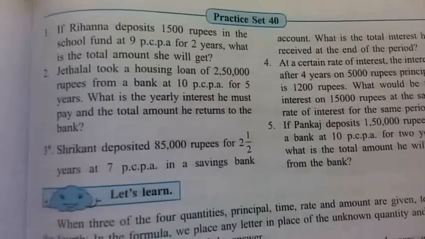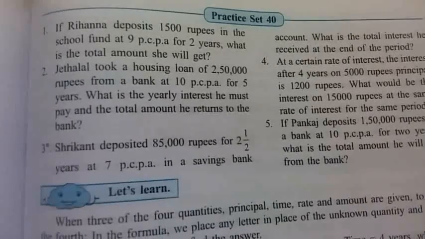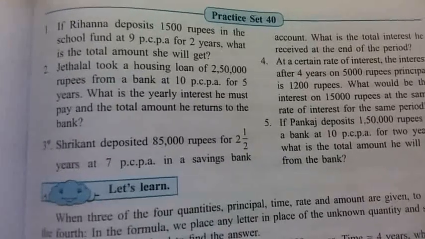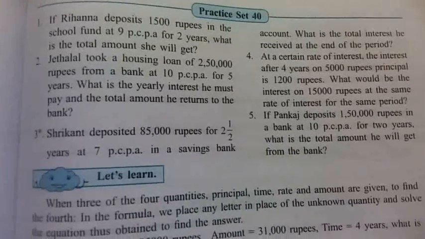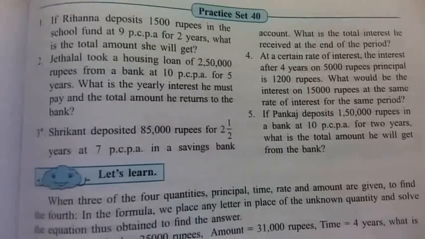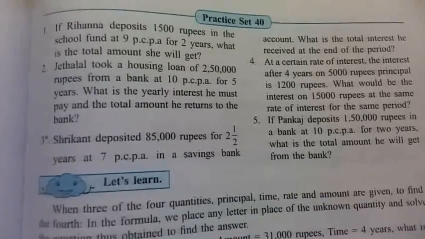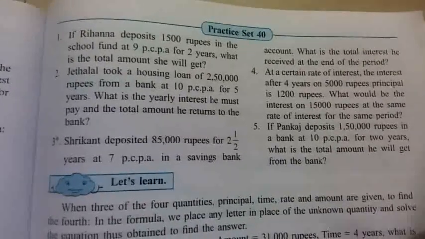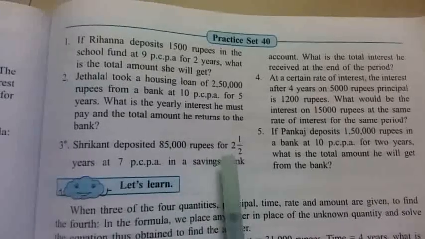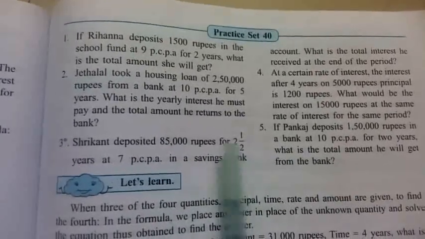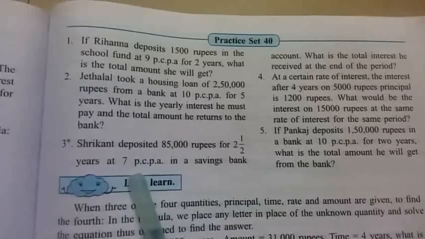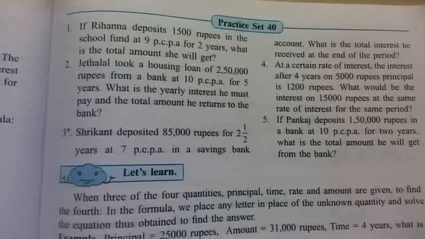Shrikant deposited 85,000 rupees for 2.5 years at 7 percent per annum in a saving bank account. What is the total interest he received at the end of the period? Now see what is given. Value of P 85,000 rupees, T 2.5 years and value of R is given 7. P is equal to 85,000, R is equal to 7 and T is equal to 2.5.